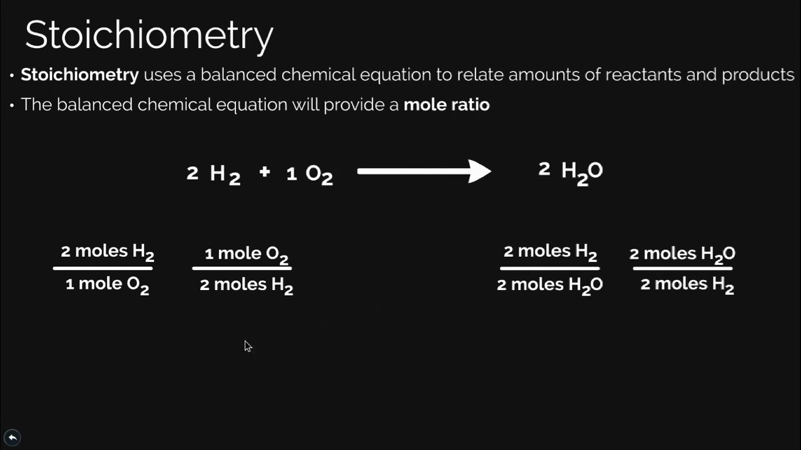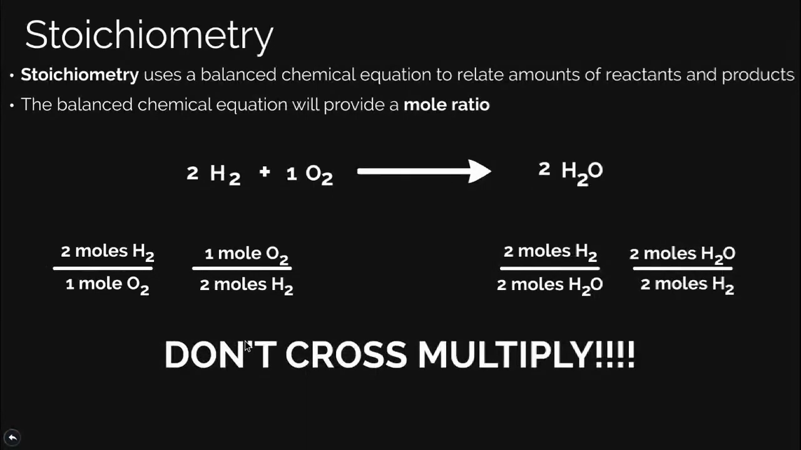One thing that I should point out is that even though we're setting up these proportions, we're setting fractions in a way, we're not cross multiplying in these. It's very important. It's a very common mistake, so look out for that. We're doing something a little bit different, which we'll be seeing in this next slide where we get into an example of the stoichiometric calculation.